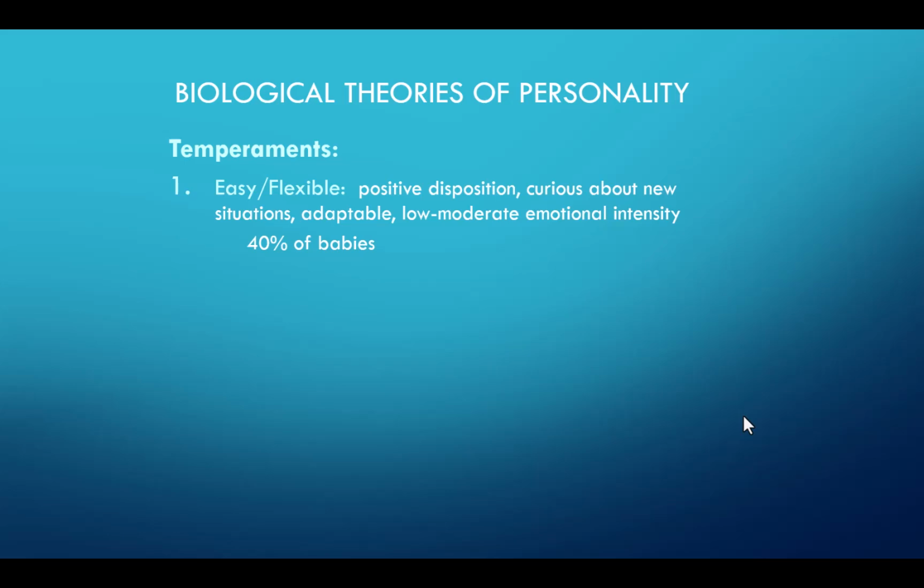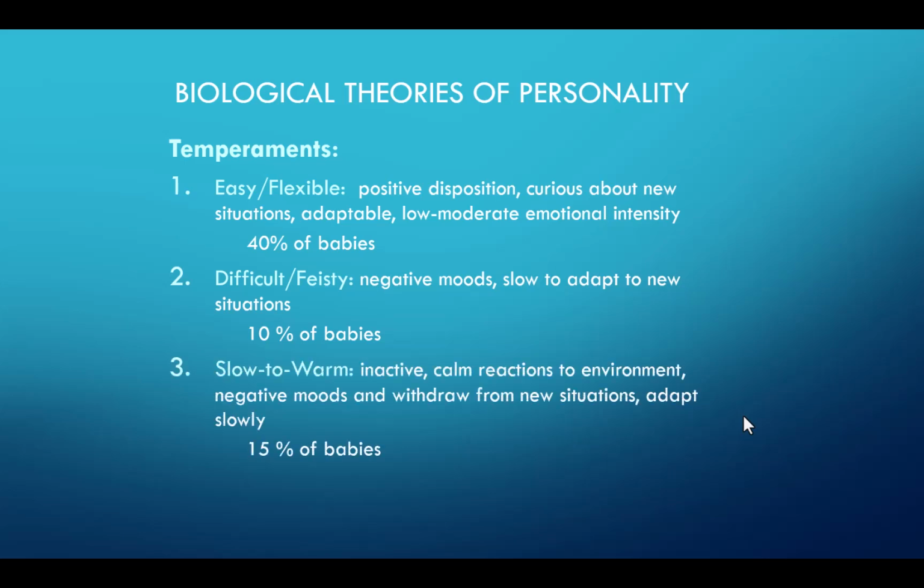Super flexible, super easy. A difficult, feisty child is one that has negative moods. They're slow to adapt to new situations. And this is about 10% of babies. And it's a little bit more than just negative moods. Carrie didn't really have negative moods as much as she just was always very strong-willed. And she wanted to do things her own way.